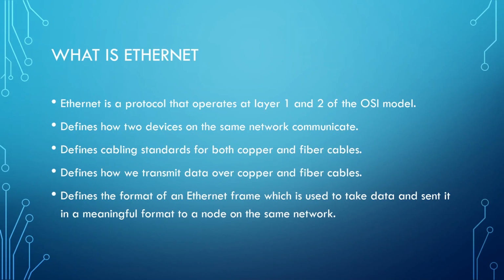Ethernet is a protocol and it operates at layer 1 and layer 2 of the OSI model. I know what you're thinking from my previous video, you said it only operates at layer 2. Well, for data link communication, so to allow communication on the same network, it operates on layer 2 of the OSI model, and it performs all the functions which are required by a data link protocol.